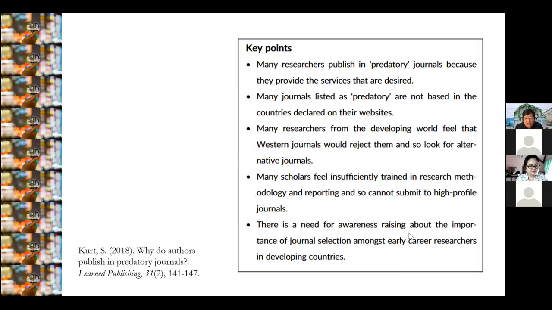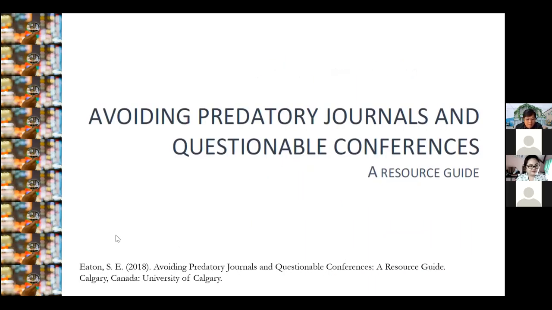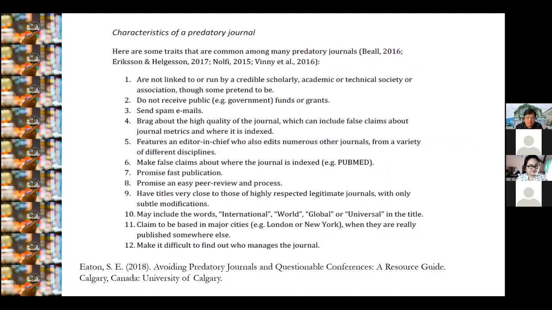Next, there is a need for awareness raising about the importance of journal selection among early career researchers in developing countries because they notice most of the targets are early career researchers in developing countries like the Philippines. Okay? Eaton in 2018 came up with a resource guide on how we can avoid predatory journals or questionable conferences. Ito yung hinighlight niya. Okay, just to give you some common characteristics. Ito yon. Number one, they are not linked to or run by a credible scholarly, academic, or technical society or association, though some pretend to be. Okay, so pretentious. Or sometimes, hindi nila pinapakita sino yung organizer, yung mga pangalan. Okay, they simply say, this is a conference organized by Asian, blah, blah, blah, blah.